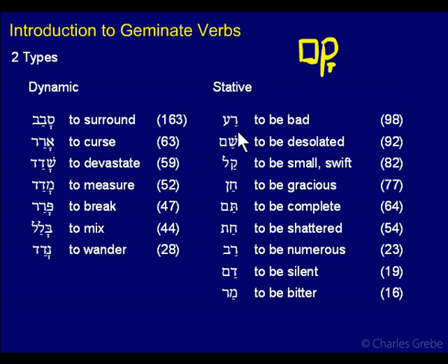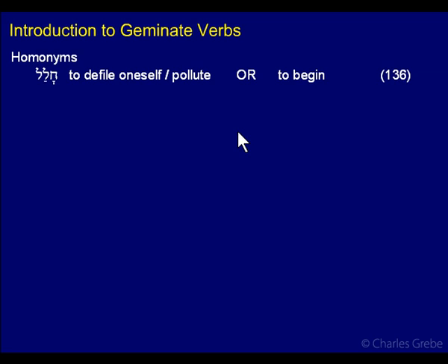Okay. I have one other verb I want to look at. This is halal, and this is a homonym. So there are 2 different verbs that are spelled the same, therefore sound the same. The first one means to defile oneself or to pollute, and the other one means to begin. And it's quite common, 136 times, one or the other. So you need to go with context to figure out if it means to defile oneself or pollute or to begin.